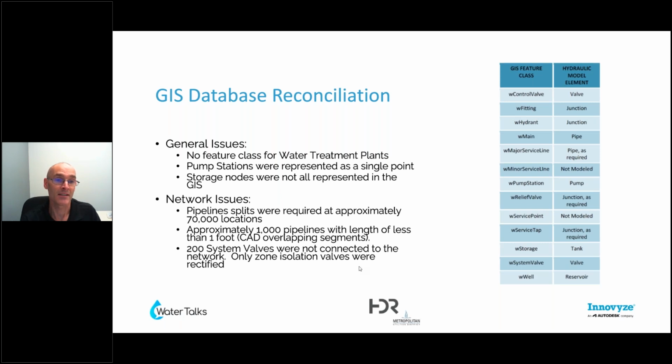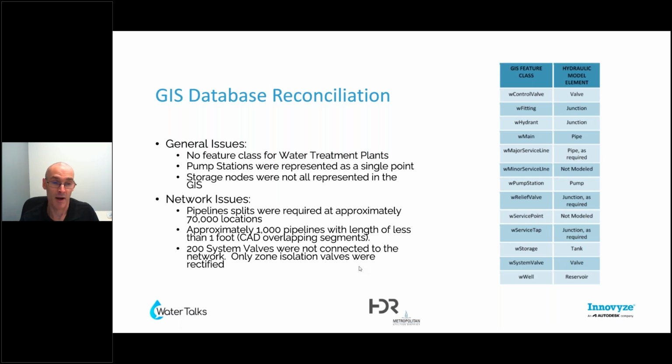And then we had some issues with storage nodes where they either weren't all represented in the GIS, or they were represented, maybe you've seen before, as a polygon as opposed to a point. So something that is fine for GIS, but the model isn't necessarily going to like. So the first reconciliation we went through with the GIS, we found a significant amount of network issues.